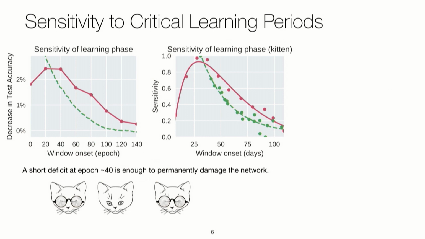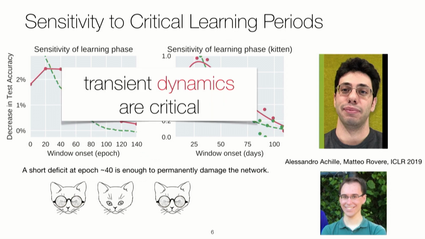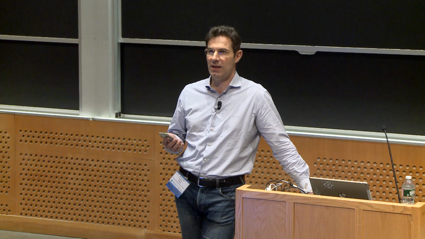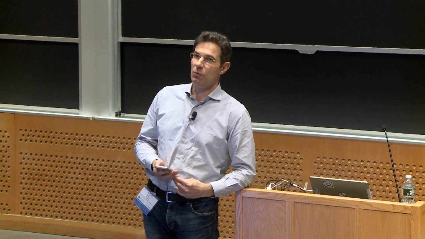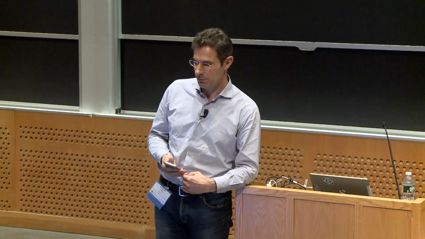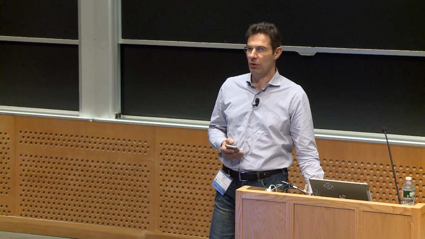Okay? So what does this have to do with dynamics and control? So essentially the point that Alessandro Achille and Matteo Rovere made here is that the transient of learning in deep networks is literally critical. If you mess with that, it doesn't matter how long you go, you never learn properly. Okay? Which is odd, if you ask me. And so I'd like to understand that a little bit. So I would like to talk about the dynamics of information while training a deep network, which requires me to, first of all, say, what does it mean to learn?